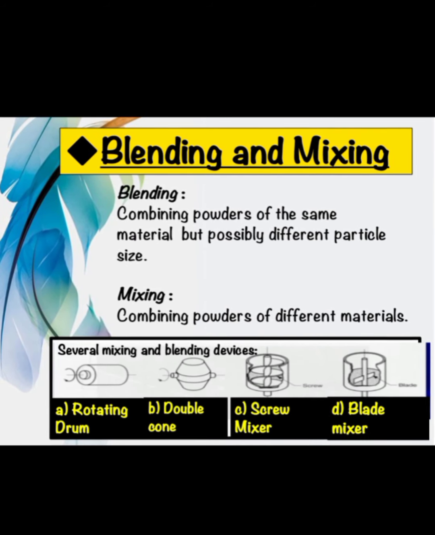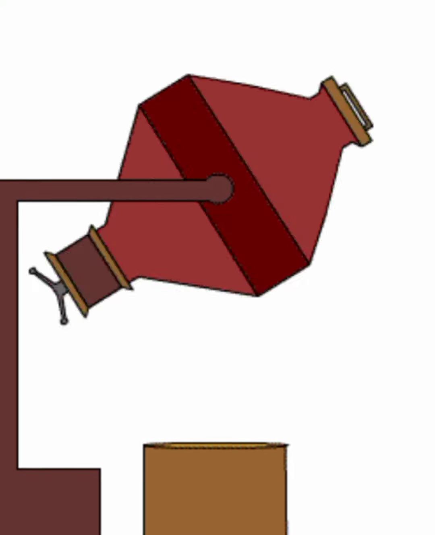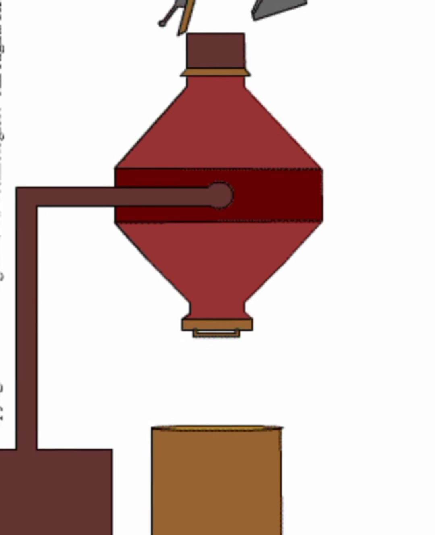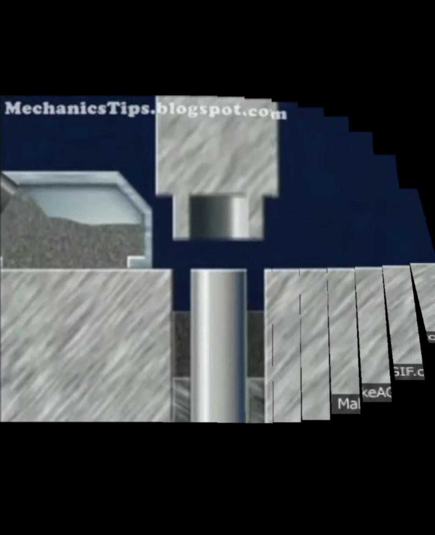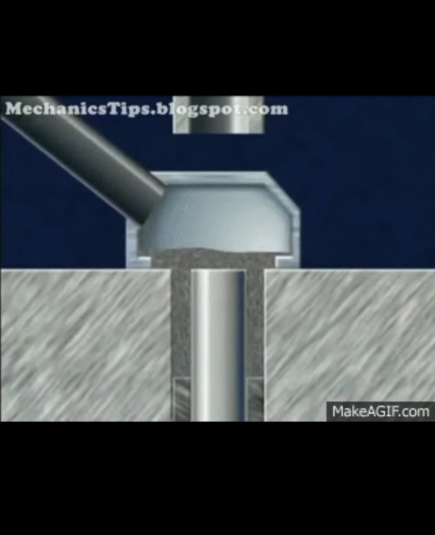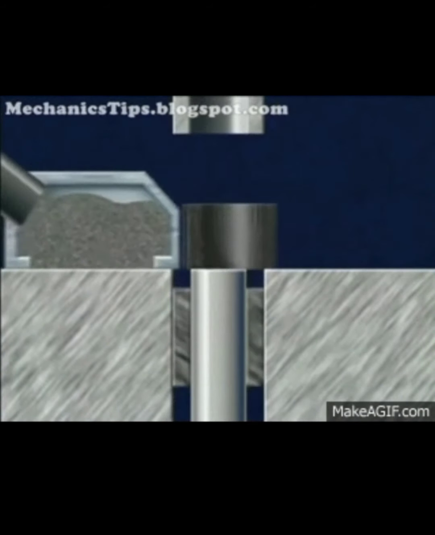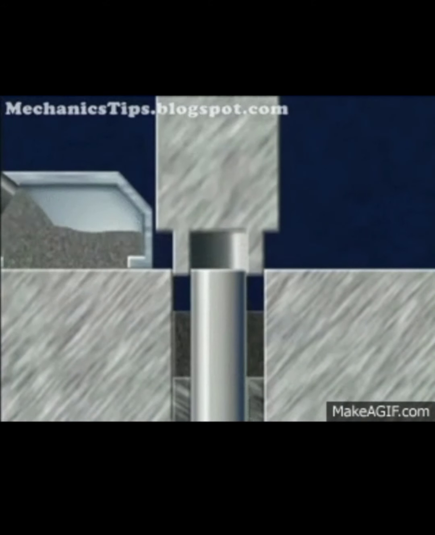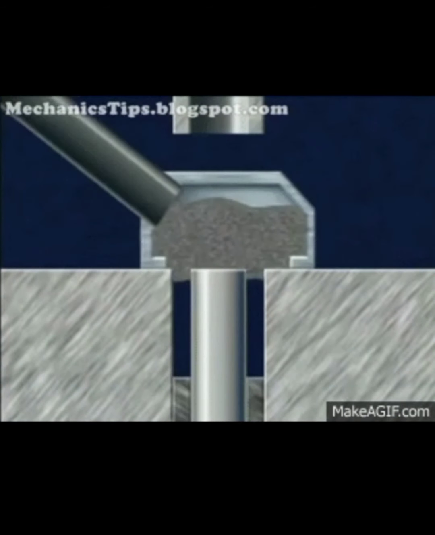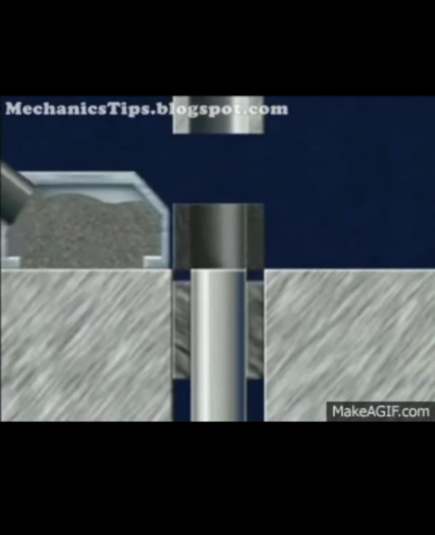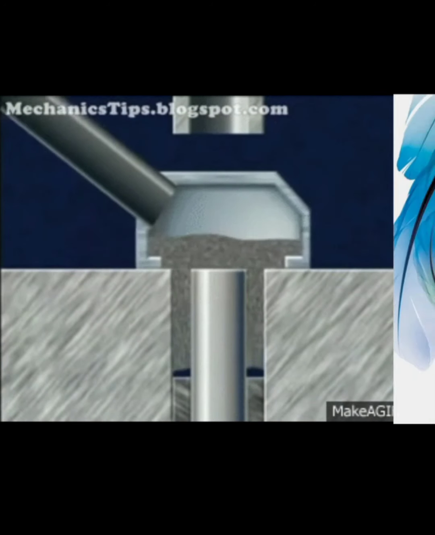Second step is blending and mixing. Blending is combining powders of the same material but possibly different particle size. And mixing is combining powders of different materials. Third step is compaction. Let's see how it happens. We put the powder in the die and completely fill it up to the top surface. When the powder is completely filled, the die is slightly vibrated so that the air between the powder escapes and the mold or cavity is completely filled with powder.